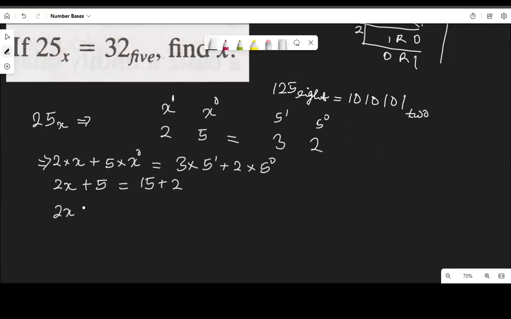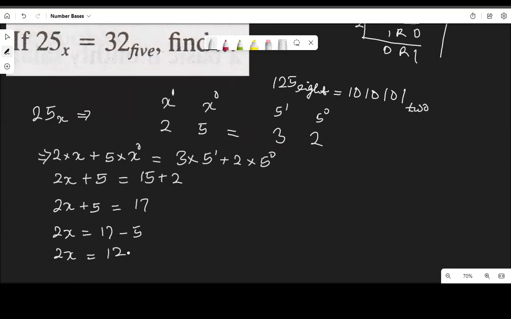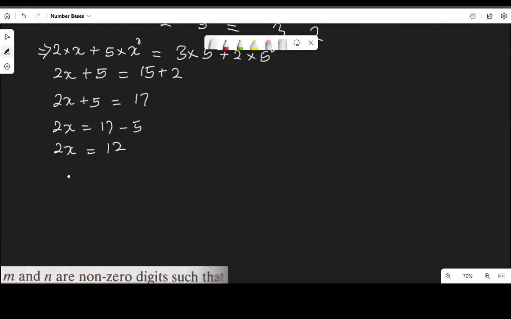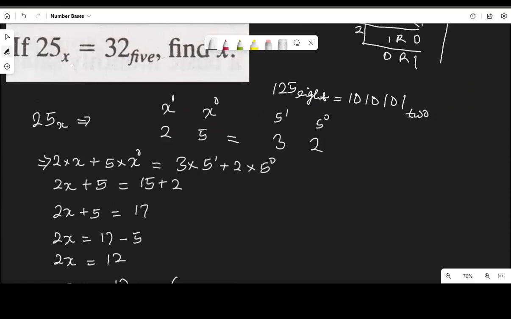That means 2x plus 5 is equal to 17. Collecting like terms, 2x equals 17 minus 5. When plus crosses equality it becomes minus. And that means 2x, 17 minus 5 is 12. X will divide both sides by 2. X therefore is 12 divided by 2, which is 6. So the base of this number is 6.